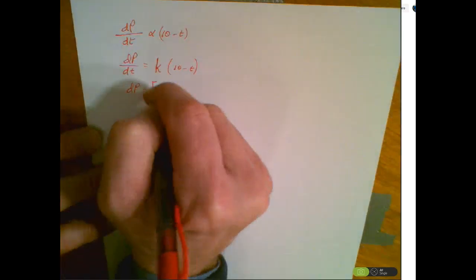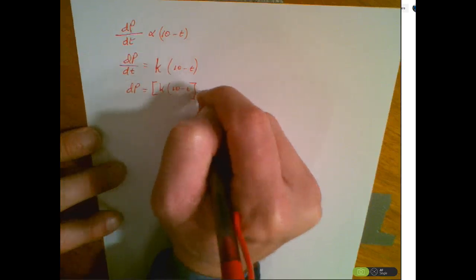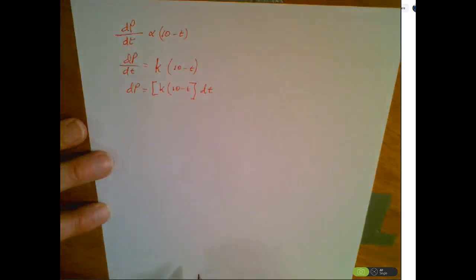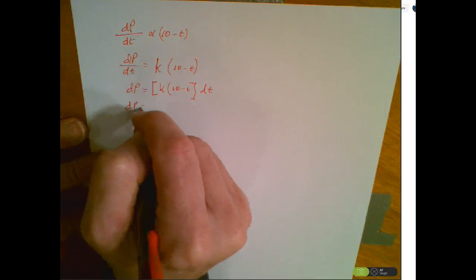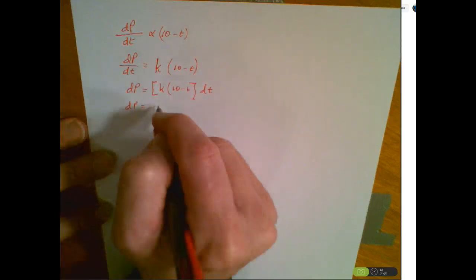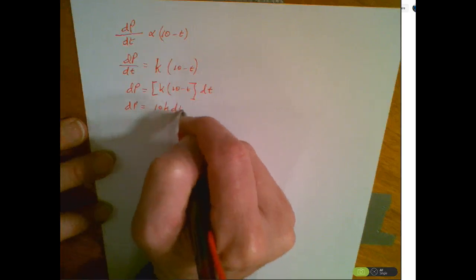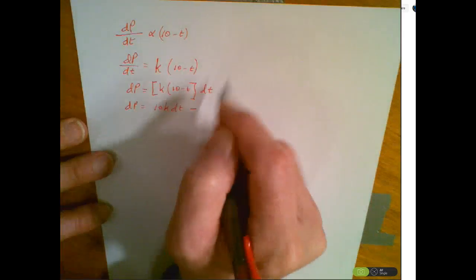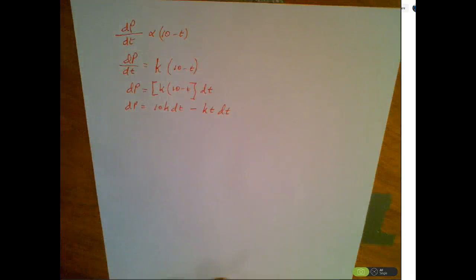dP is equal to K times (10 minus T) times dt. Okay, I think it would be prudent to distribute everything out here on the right. You can see you're anti-differentiating a bunch of terms. So I'm going to put 10 times K times dt minus K T dt. Okay, is that right? I hope it is. We're going to go on national TV with something wrong. That would be bad. Okay, so looks okay to me.